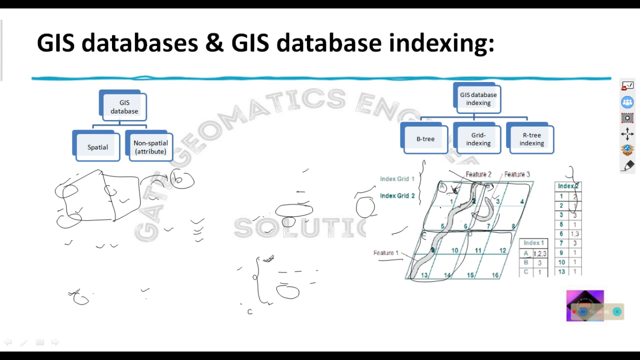and if we go for the finer indexing, then we can see the number 1 grid contains only one feature, that is feature number 2. These are representing the feature numbers. And these are the indexes, grid index. So that's how the grid indexing works.